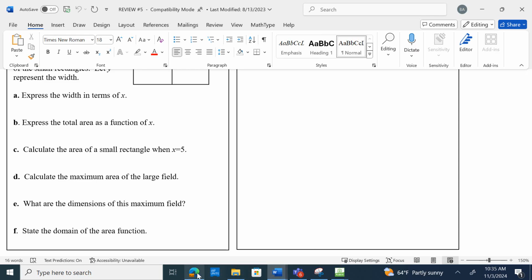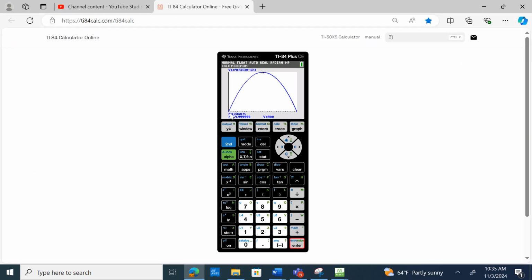State the domain. To figure out the domain, we want to know from 0 to what? I want to know what this value is. So I'm going to go second trace. I want to figure out the 0. Somewhere to the left, I'm going to say 25. Somewhere to the right, I'm going to say maybe 31. It goes outside. I don't know if it's going to let me do that. Let's extend this so we have a little better view here. Let's go out to 40 and do a zoom fit.